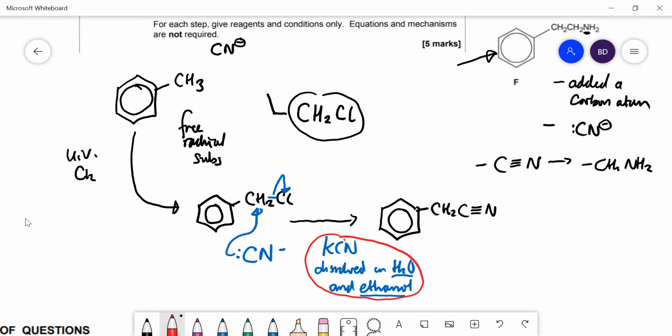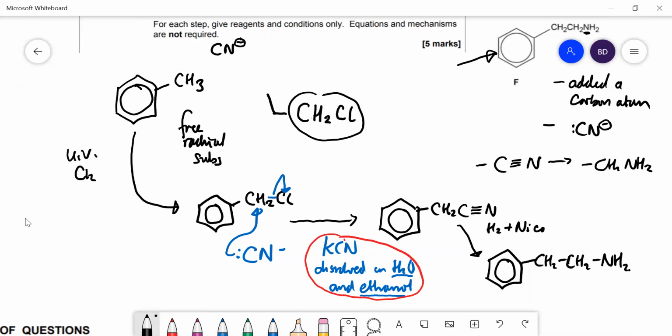Right, and then the final step, we have got to reduce that into the amine, and the conditions for that are hydrogen plus a nickel catalyst, or you can use lithium aluminium hydride. Again, just be careful with that. If you say lithium aluminium hydride, you've got to say in ether as the solvent. If you just say lithium aluminium hydride, I think it's probably 1 mark going for it, and they won't give you the mark unless you say it's in ether. That's a reducing agent. Okay, so that is the end of that paper.